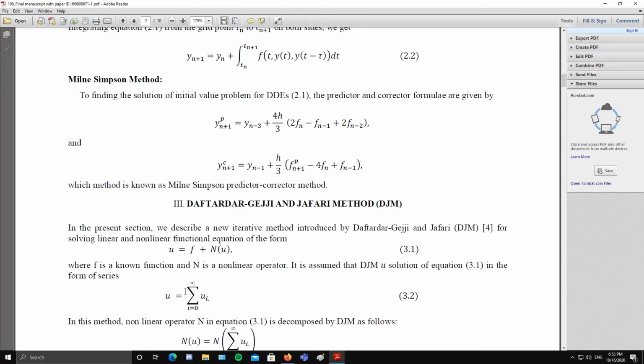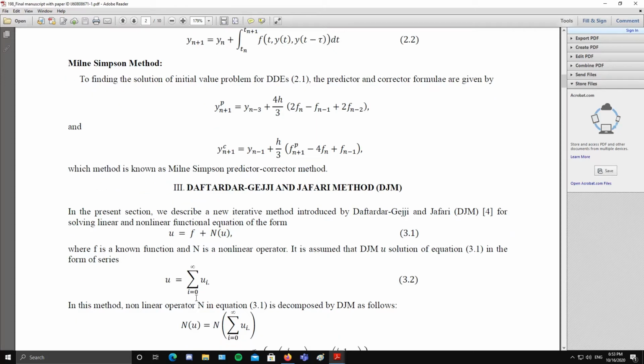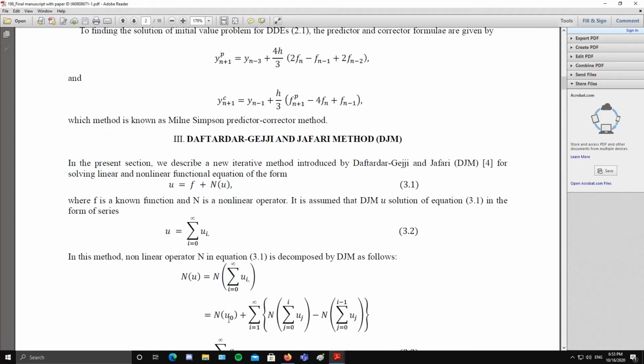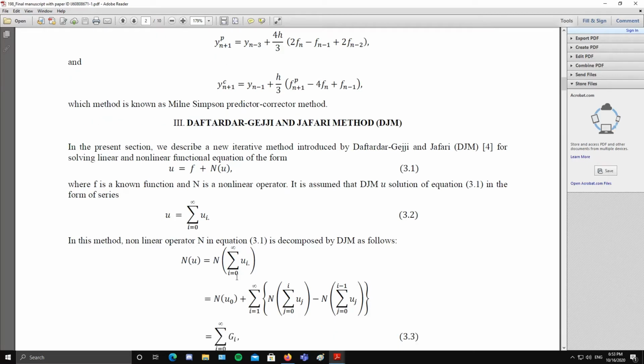We assume that the solution is in the form of a series, that is, u equals the summation i equals 0 to infinity of ui. The non-linear operator n is decomposed by DJM as follows. n of u is n of this summation, split as n of u naught, the first term, plus the summation i equals 1 to infinity of n of the sum of the terms from u naught to ui, that is i plus 1 terms, minus n of the sum of the terms from u naught to ui minus 1. This difference will give you ui.